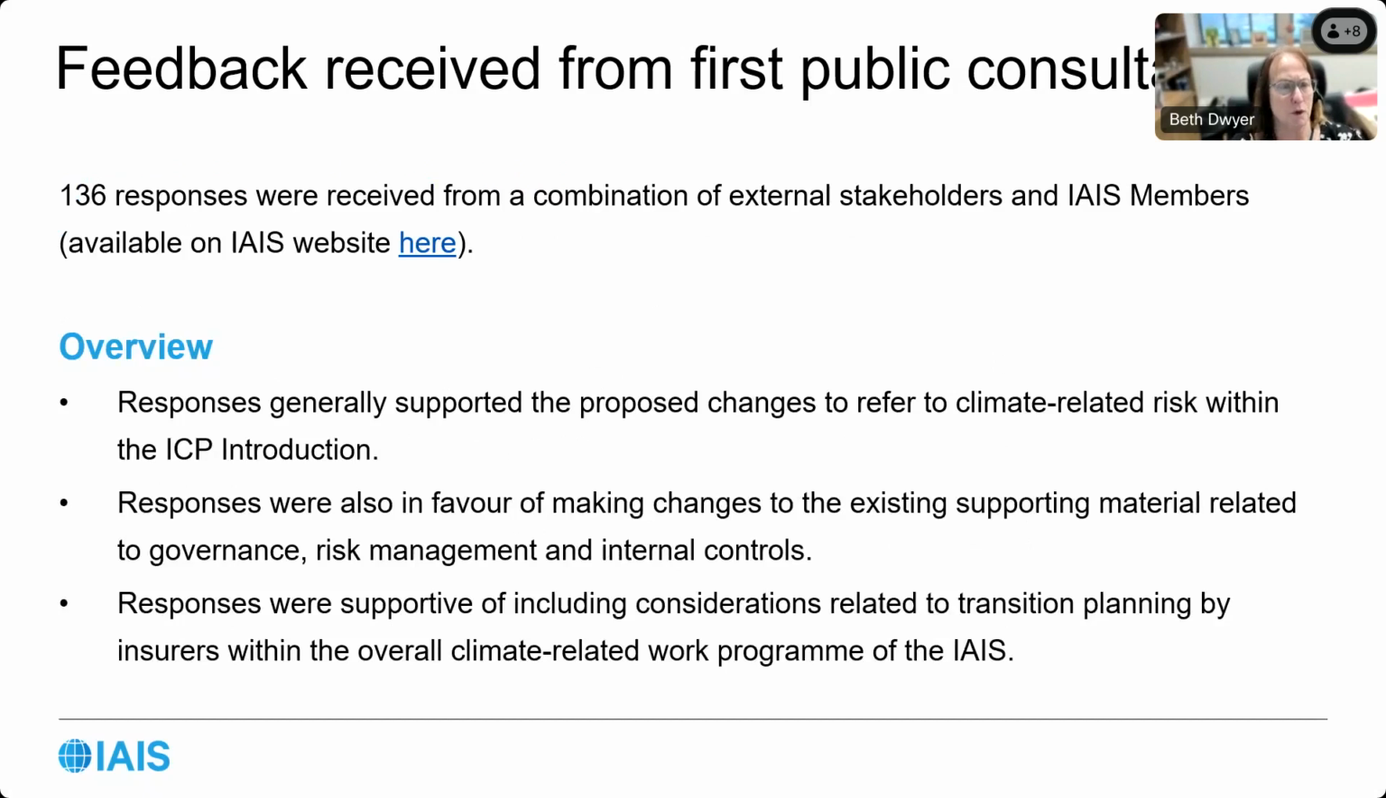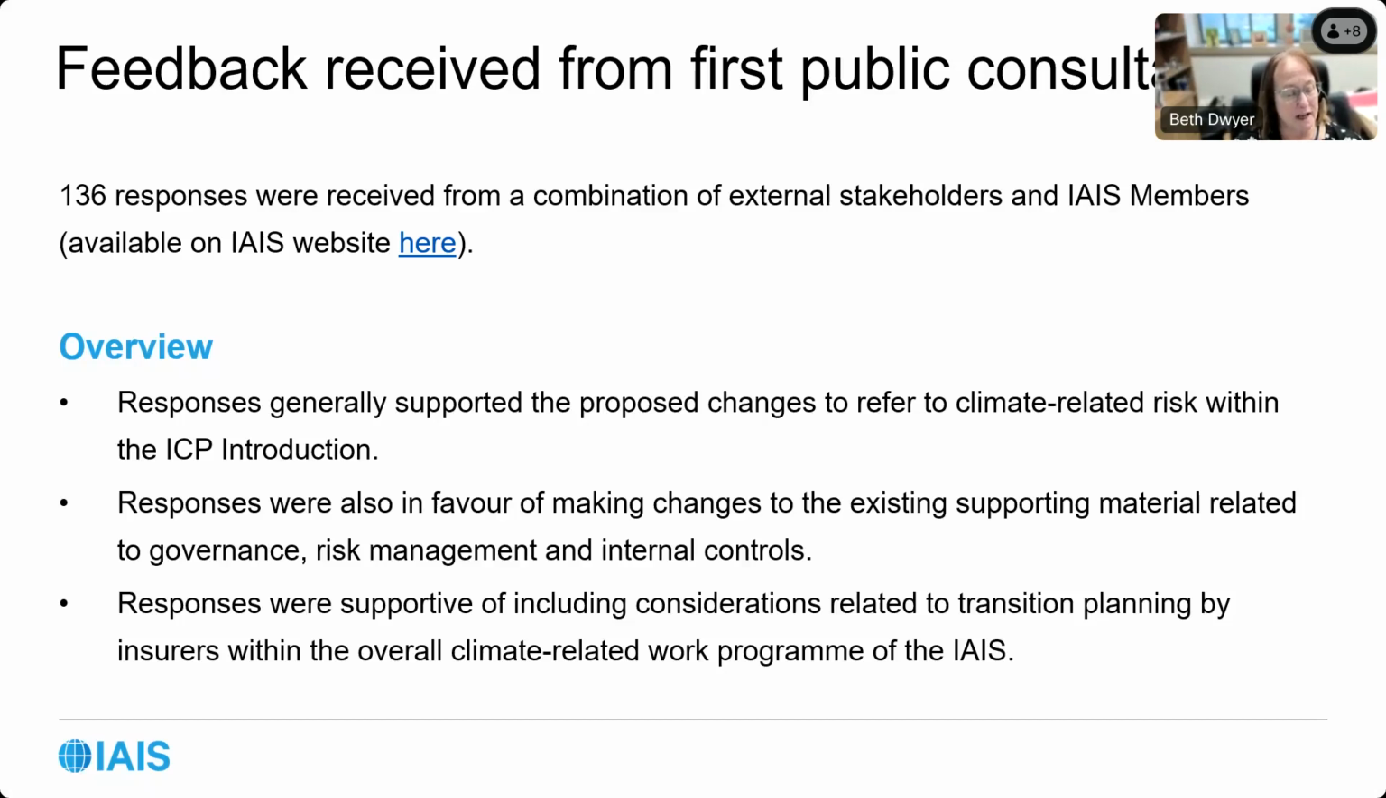The responses generally supported the proposed changes to refer to climate risk within the ICP introduction, with suggestions to refine the drafting and move the location of the proposed text. The responses were also in favor of making changes to the existing supporting materials related to governance, risk management, and internal controls, those are ICPs 7 and 8, to provide further guidance for supervisors in selected areas such as clarifying the link between climate-related considerations in variable remuneration, strengthening the role and expertise of the board, and emphasizing the importance of forward-looking assessments of climate-related risks. Further, the responses were supportive of including considerations related to transition planning by insurers within the overall climate-related work program of the IAIS. The IAIS is considering the comments received in its ongoing work.